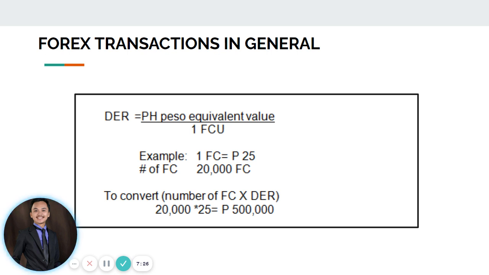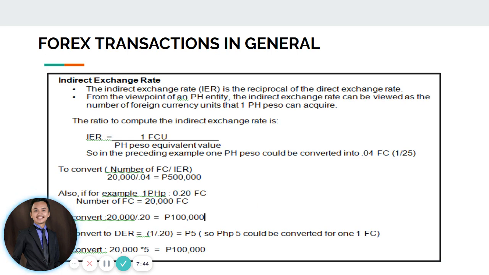So in simpler terms, guys, talking about direct exchange rate, it's the number of pesos you are required to have in order to acquire one foreign currency unit. So that is our direct exchange rate.